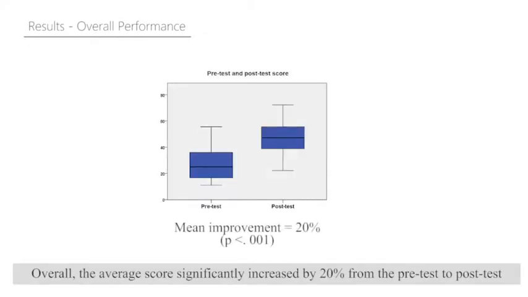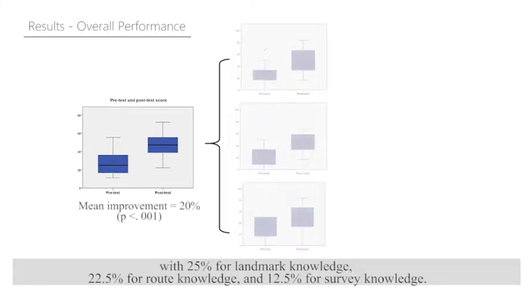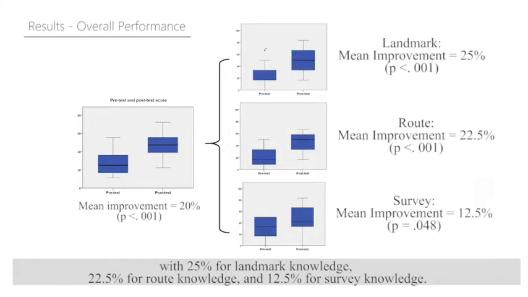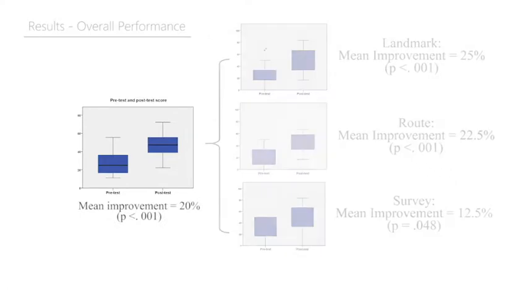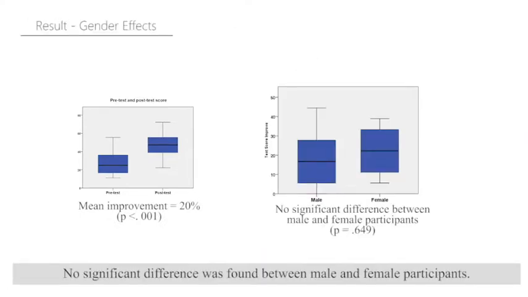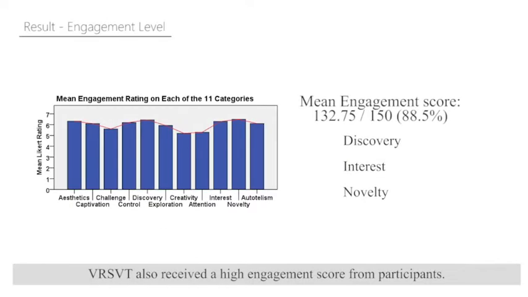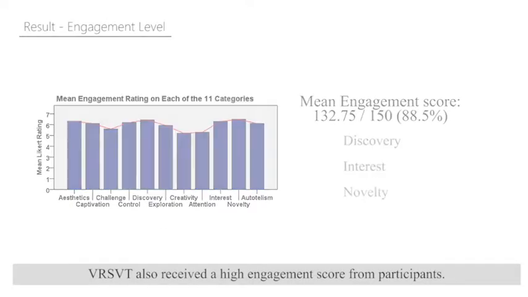Overall, the average score significantly increased by 20% from the pretest to post-test, with 25% for landmark knowledge, 22.5% for route knowledge, and 12.5% for survey knowledge. No significant difference was found between male and female participants. VR SVT also received a high engagement score from participants.